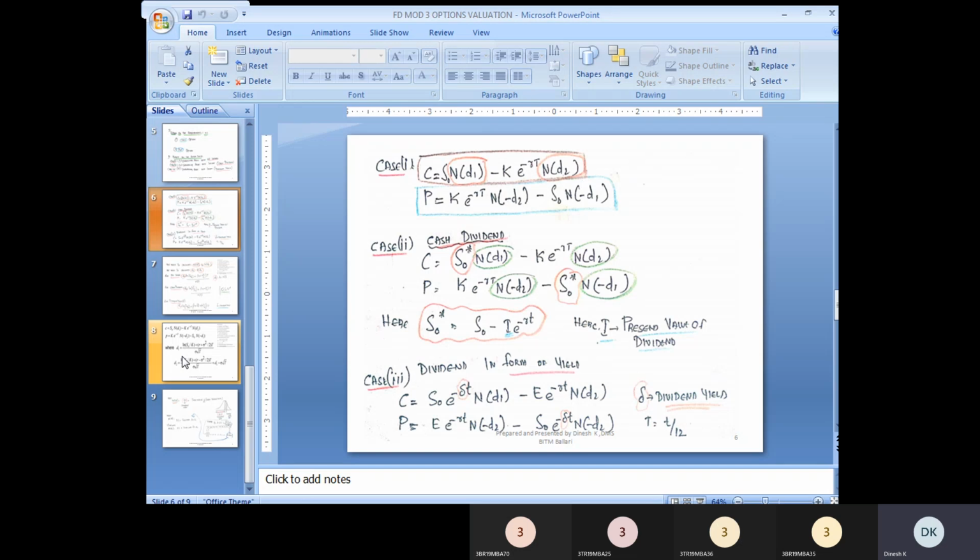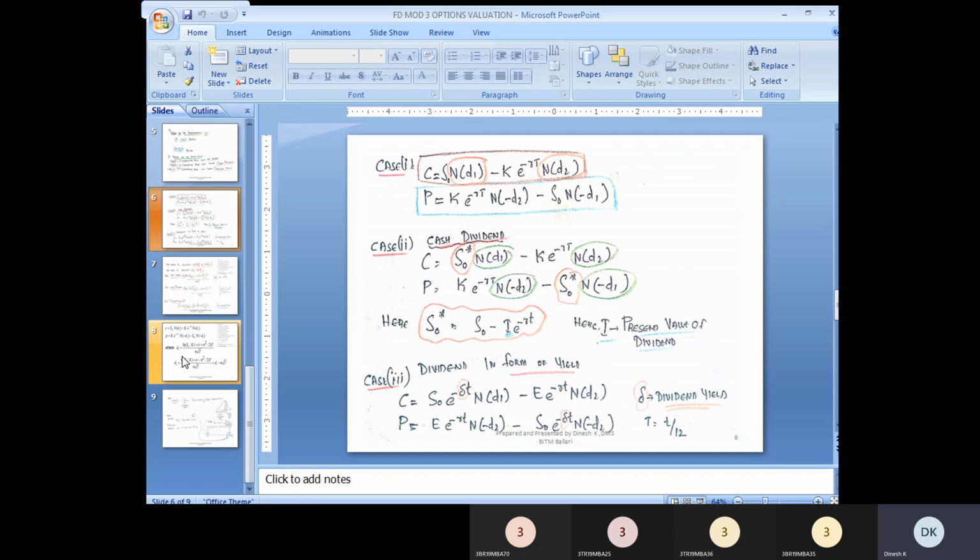The dividend is given in the form of cash. When the dividend is given in the form of cash, then we have to do some adjustment. Wherever, in the first case, you look at S naught in N(d1), we take Rho. So S naught is to be made into S star. What is this S star? S star is nothing but the adjusted current market price of the underlying asset.